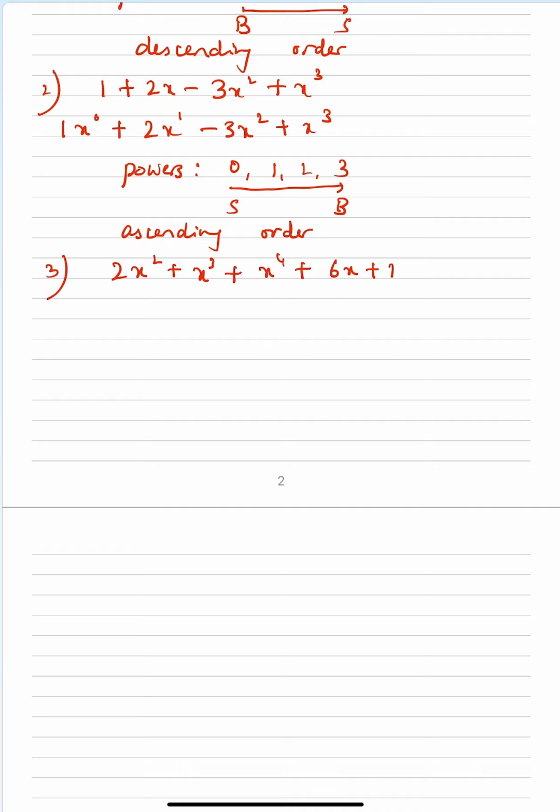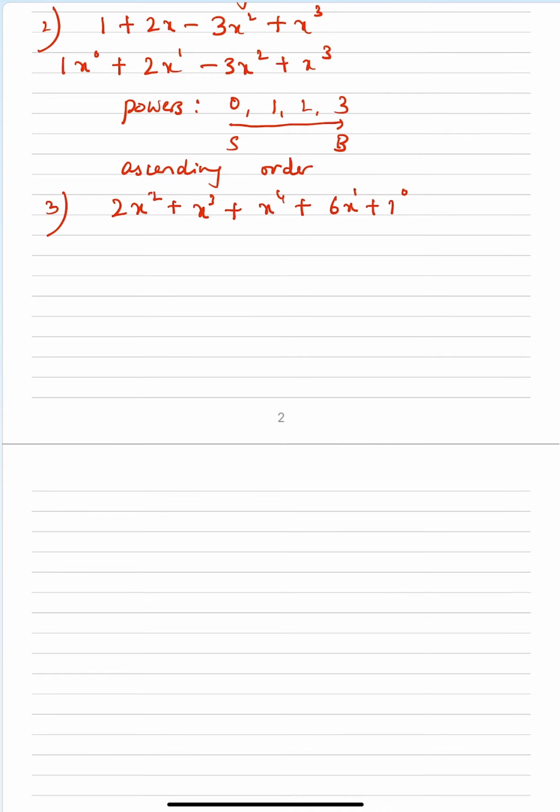Yes, because first is 2. So 2, 3, 4, 1 and x raised to 0. So the powers are in which form? First is 2, then 3, then 4, then 1. Is it possible? No, it is not possible. Then here it should be 4. So they are not in ascending or in descending form.